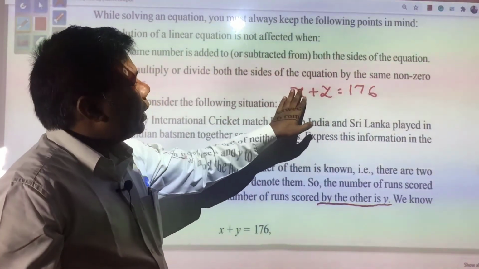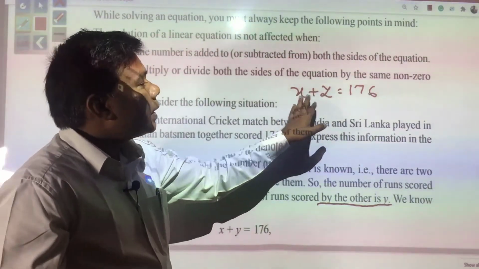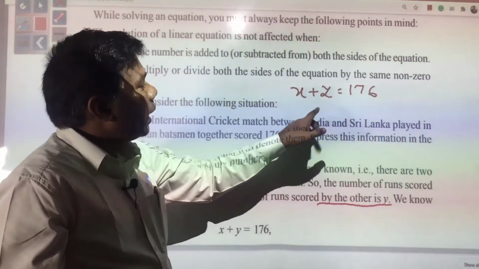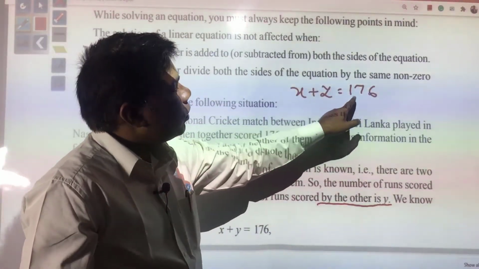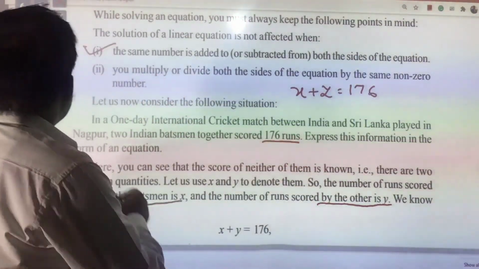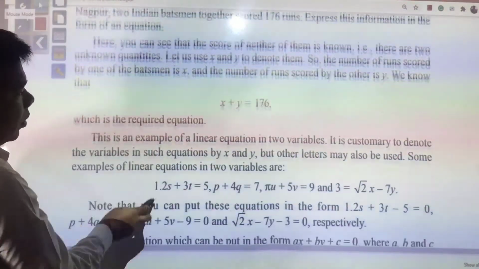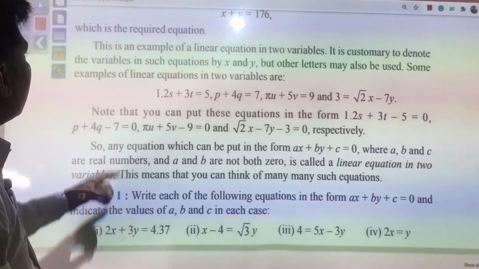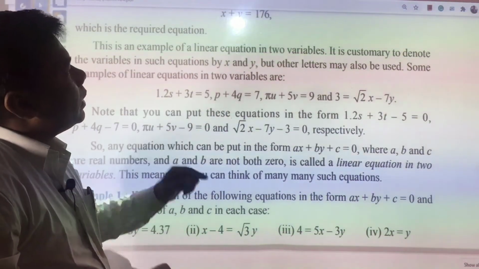So, we have assumed x and y, but we know that together they have scored 176. So, this can be written as x plus y is equal to 176, which is the required equation. This is an example of a linear equation in two variables.